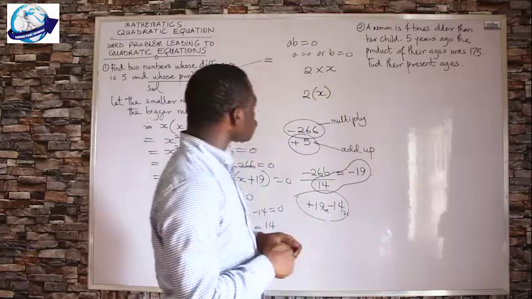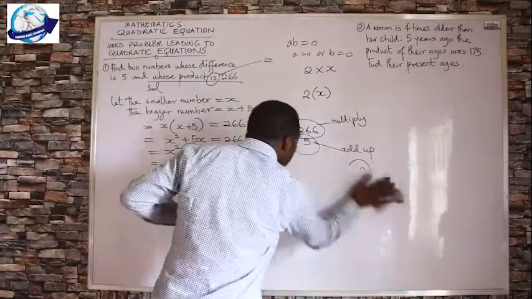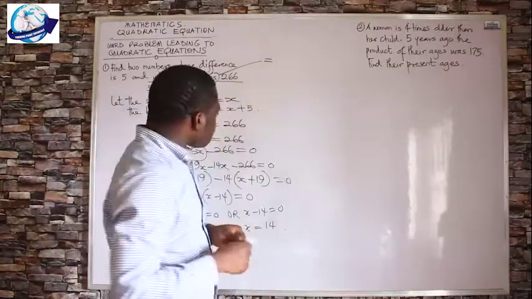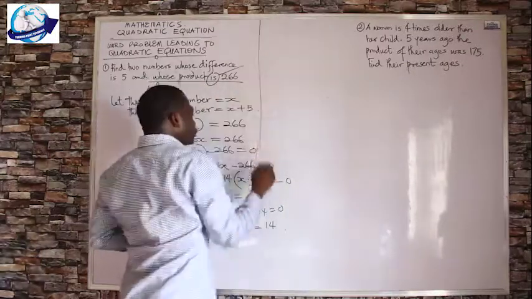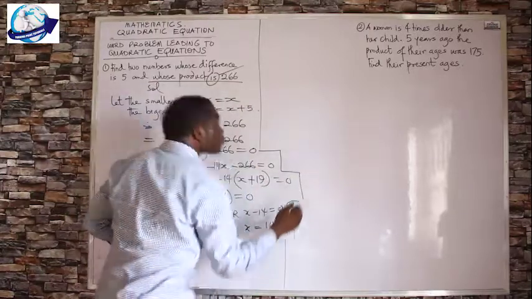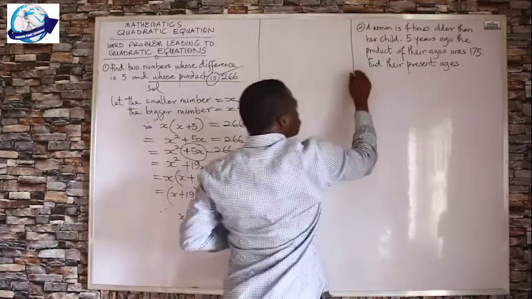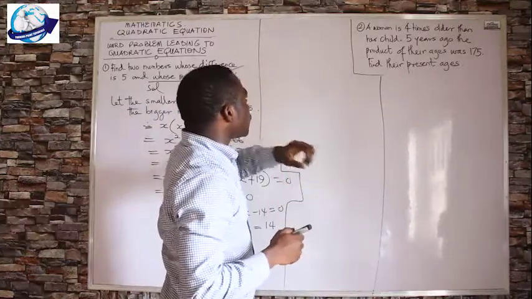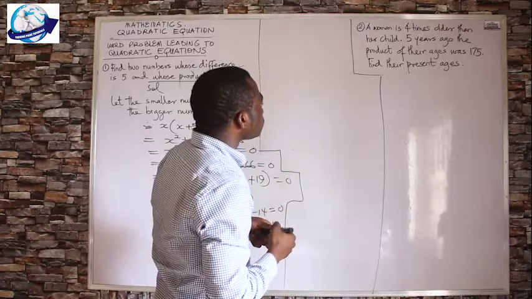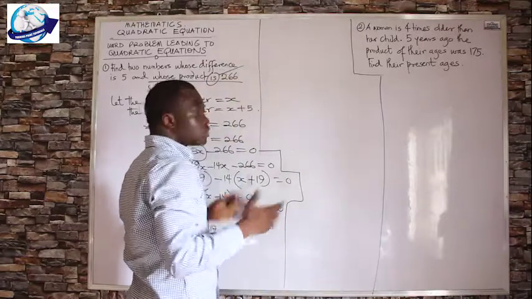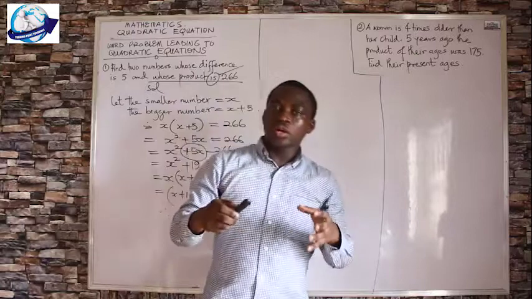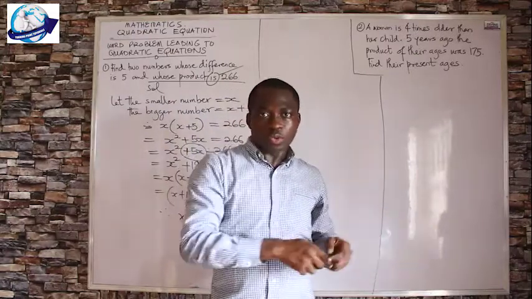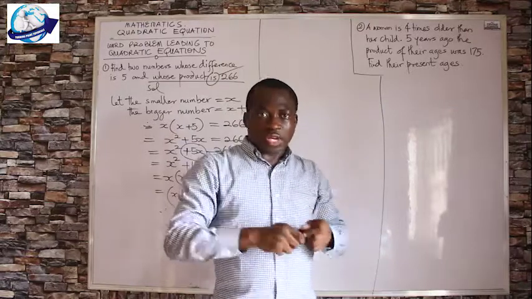Quickly, let's go to question number 2. Now, it said a woman is, let me leave you to digest this a little bit. Now we go. A woman is 4 times older than a child. There's no way a child can be older than the mother. It's not possible. So the child will take the x.